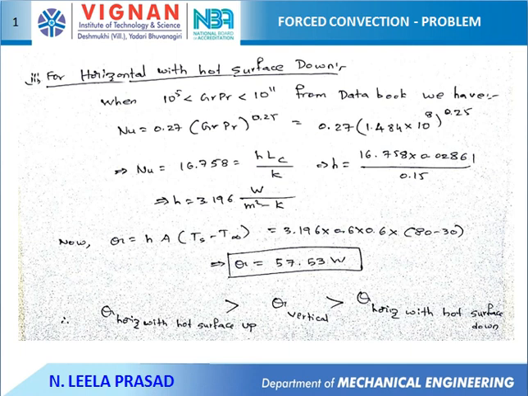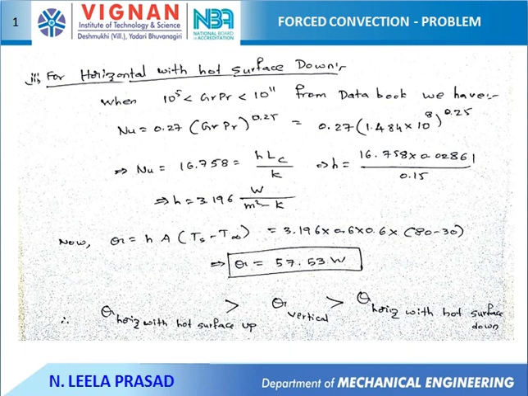So apply that correlation, substitute all the values and find out the h value. Here the h value is around 3 watt per meter square Kelvin. Now apply Newton's law of cooling. As the top surface is insulated, the area of the bottom surface is 0.6 meter by 0.6 meter. Substitute all the values, get Q value.